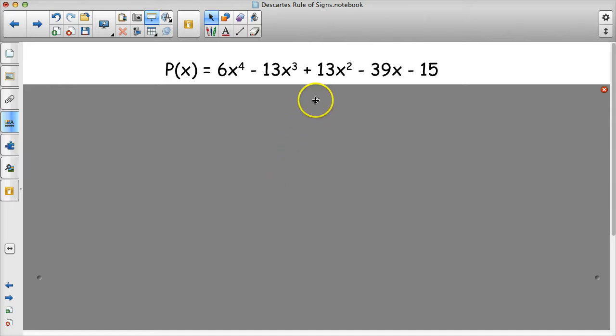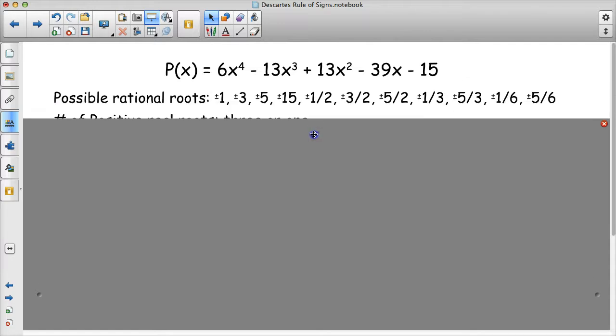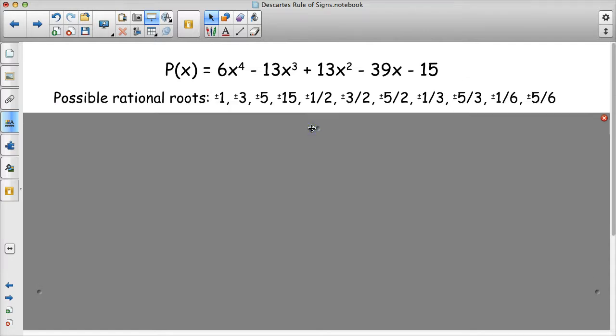And we want to remember a couple of things that we learned in those last two videos. One was that the possible rational roots were plus or minus 1, plus or minus 3, plus or minus 5, plus or minus 15, plus or minus 1/2, plus or minus 3/2, plus or minus 5/2, plus or minus 1/3, plus or minus 5/3, plus or minus 1/6, and plus or minus 5/6. Wow, that's a lot of possible rational roots.